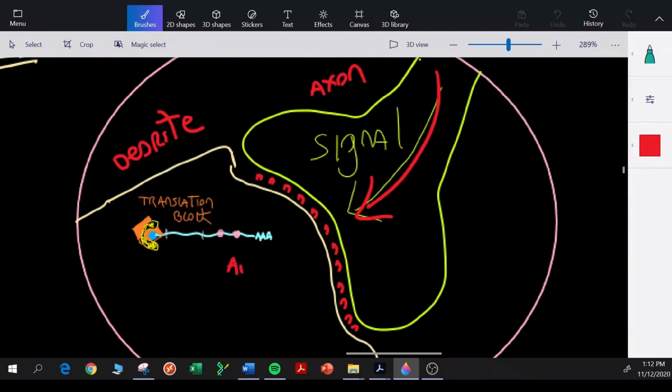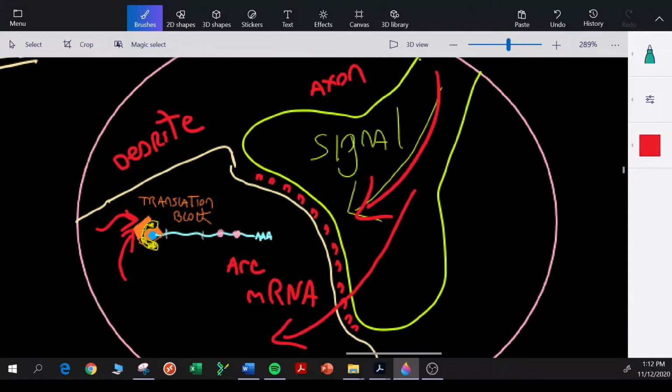So here's the ARC messenger RNA. It has not been translated yet. I have this protein bound to, say, the ribosome binding site, so it cannot be translated yet. Now, it's thought that when this axon signals this dendrite through the synapse, something degrades this protein here, or maybe phosphorylates it so it dissociates from the messenger RNA. And then ribosomes translate this messenger RNA right here and make one protein.